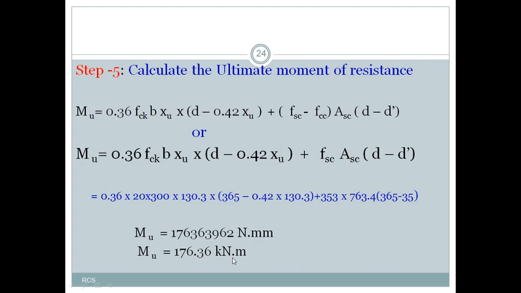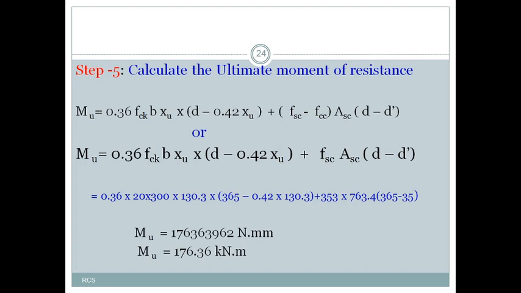Right. So let me summarize what we discussed today. We have seen three varieties of problems. The first problem is when effective depth, area of tension reinforcement, area of compression reinforcement, and grade of steel and concrete are given. Then we calculated the Fsc value, then Xu value, Xu max value. By comparing Xu and Xu max, we found it is an under reinforced section, so we go ahead as it is. There is a moment of resistance corresponding to the compression.